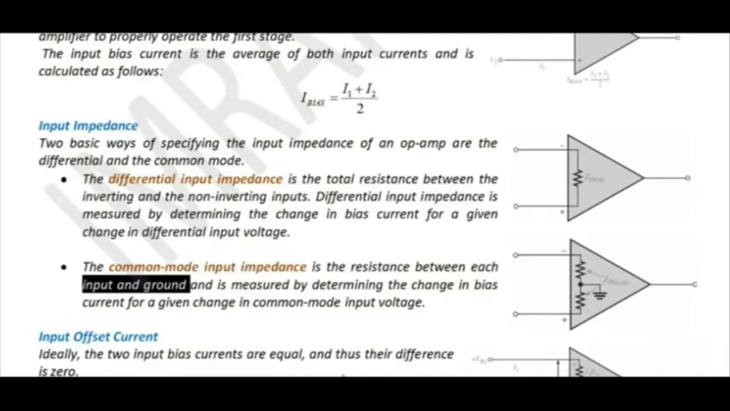Now the input impedance. The basic way to specify the input impedance of an op-amp is the differential and the common mode. The differential input impedance is the total resistance between the inverting and non-inverting inputs. Differential input impedance is measured by determining the change in bias current for a given change in differential input. The common mode input impedance is the resistance between input and ground, and it is measured by determining the change in bias current for a given change in common mode input voltage. Ideally the two input bias currents are equal, and this difference is zero.